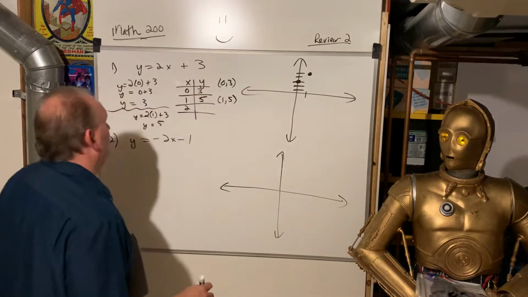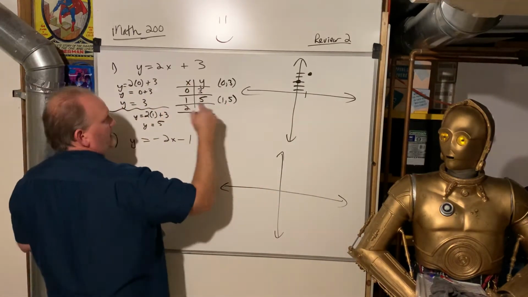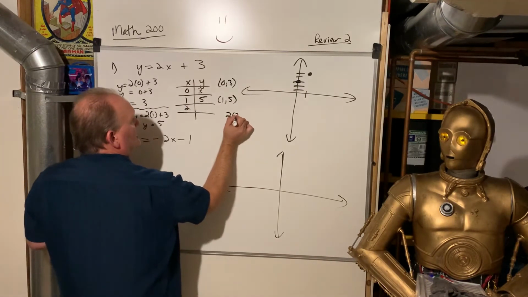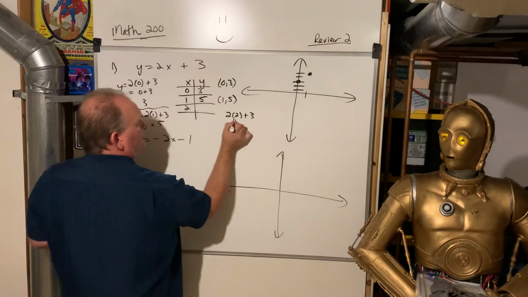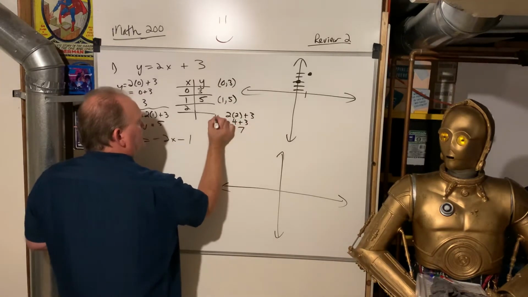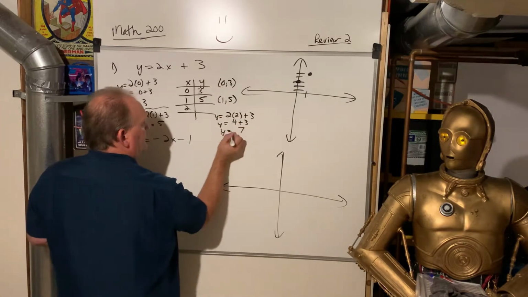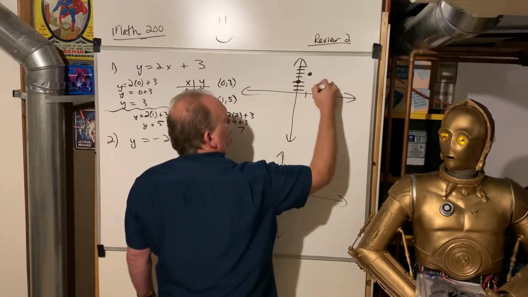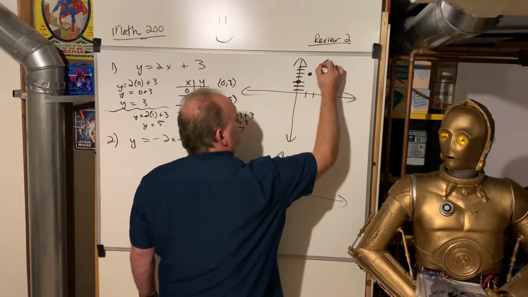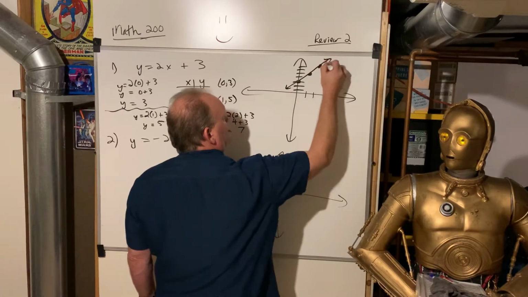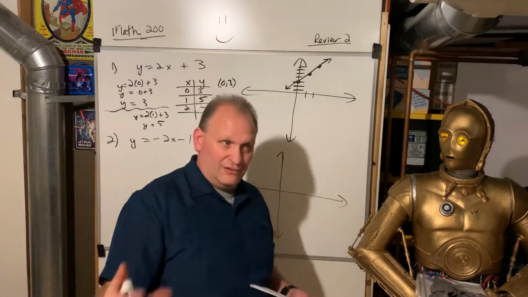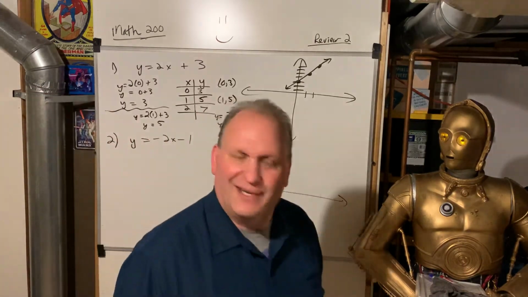And then you pop in a 2 or a negative 1 or whatever you want. It's fine. 2 times 2 plus 3, that's 4 plus 3, that's 7. So 2, 7. And then connect the dots and make sure you put arrows in the end. Don't forget the arrows. Although you won't have to because you're doing it in Newton and it'll have the arrows on there ready for you.